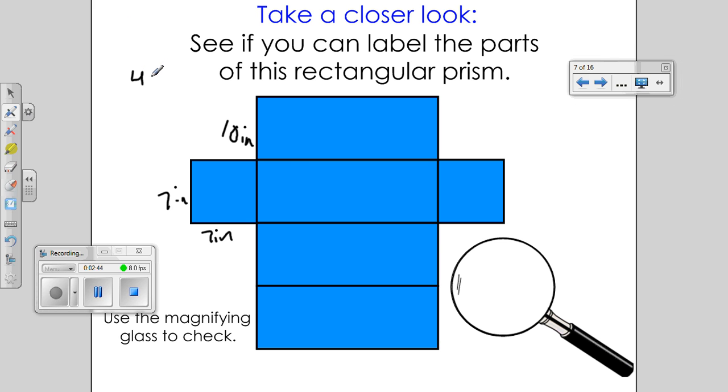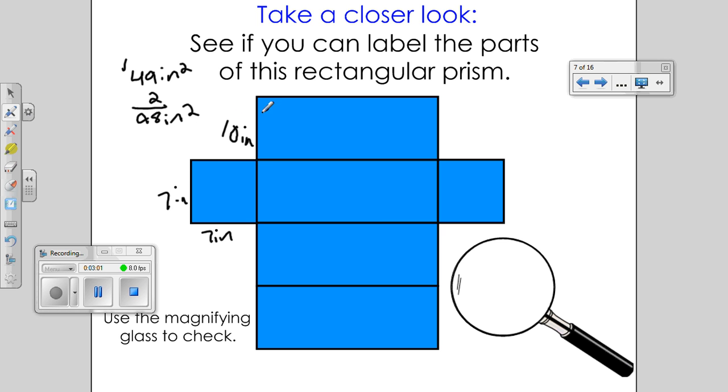It's 49 inches squared, but we only have 2 of those this time, so we're going to say times 2. 18, 8 plus 1 is 9, 98 inches squared for the squares.